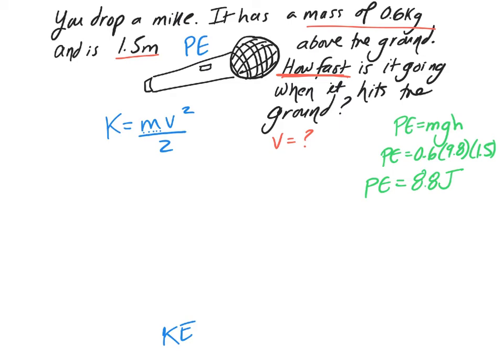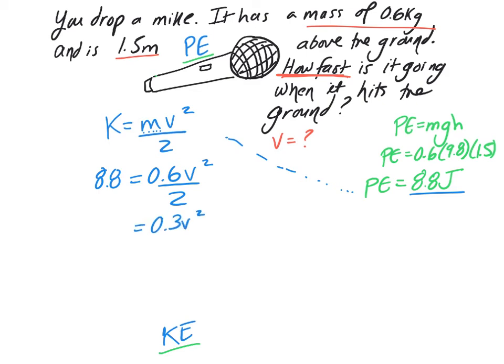So that's how much potential energy was at the top. All of it's going to turn into kinetic energy by the time it hits the bottom. So we can take that and say, all right, our kinetic energy when it hits the ground is going to be 8.8 joules. That's where we got it from here. Is equal to our mass of 0.6 v squared divided by 2. 0.6 divided by 2 is 0.3 v squared equals 8.8.